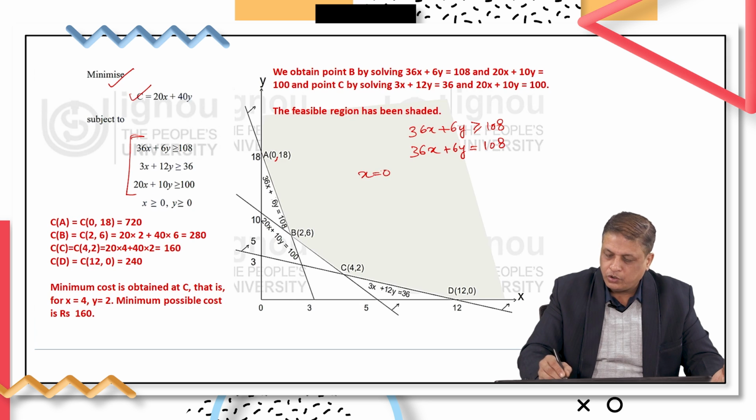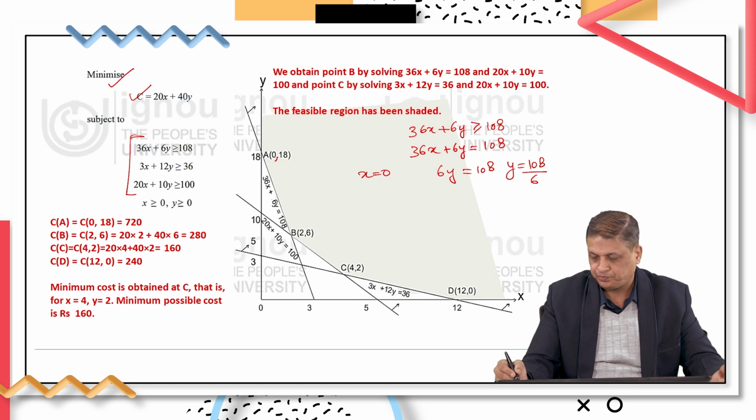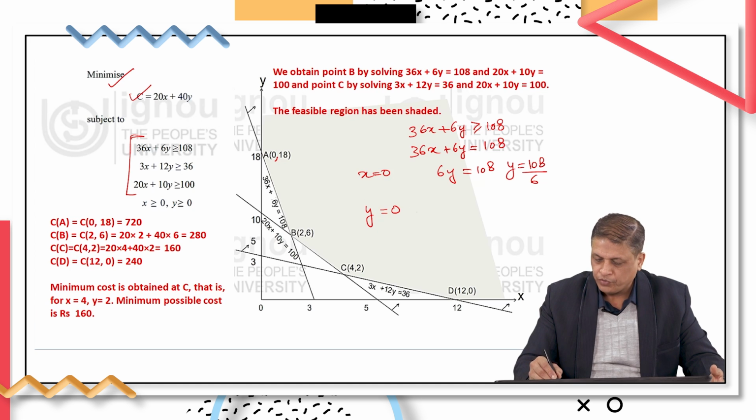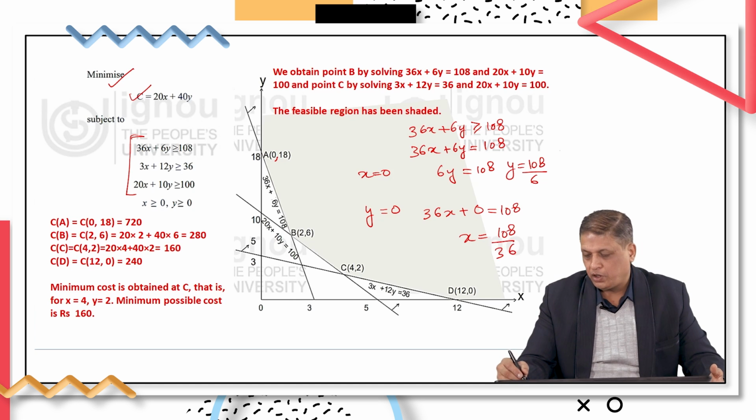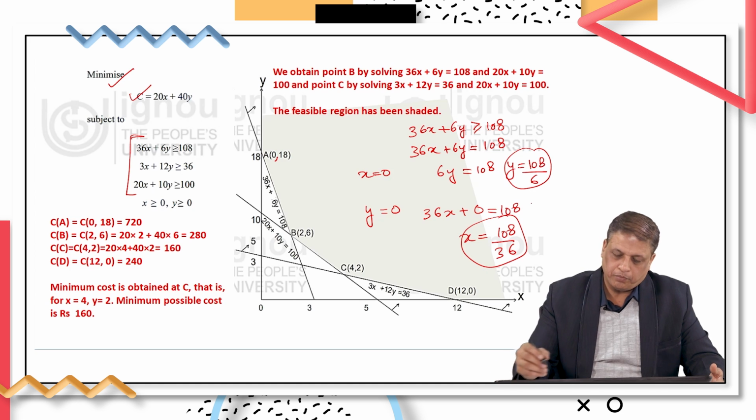Substituting x equal to 0, you will get 6y equal to 108, that is y equal to 108 by 6. Similarly, substituting y equal to 0, you will get 36 into x plus 0 equal to 108 and x equal to 108 by 36. So, you solve it and you will get the points of intersection, and different points of intersection will be there.